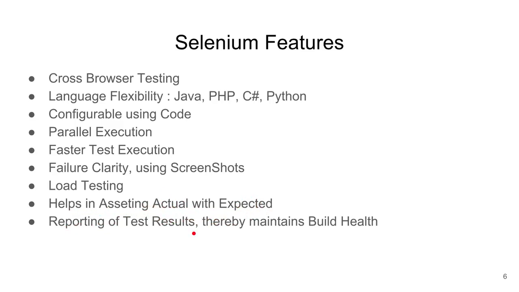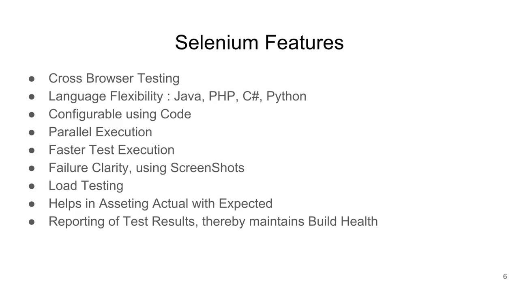And reporting of test results. Say, for example, 100 test cases have been executed on day 1, and out of them 70% have passed, 30% have failed. On the next day when you execute, the developer has fixed certain issues. Now the result says that out of 100 we are passing 70%, 30% is failure. So the build health of a product is like the health of a person.